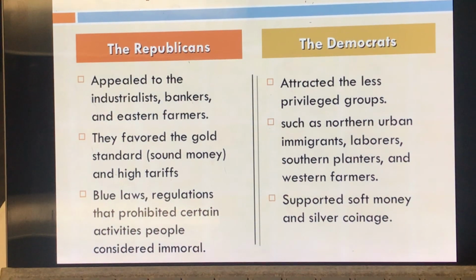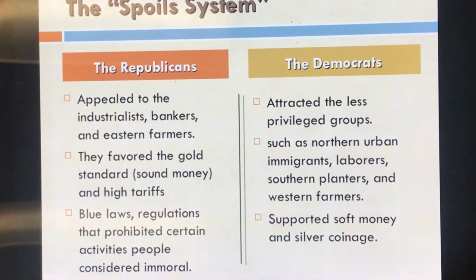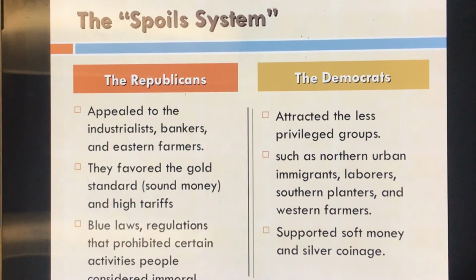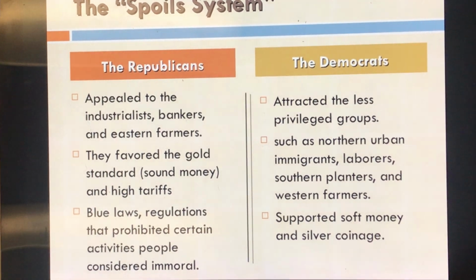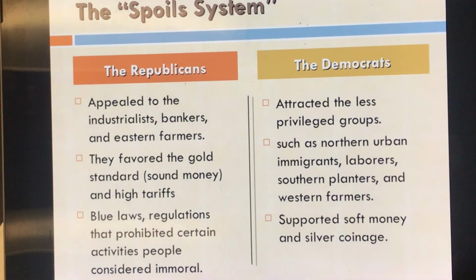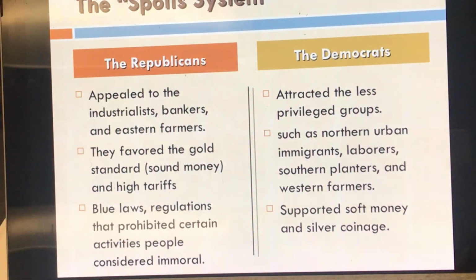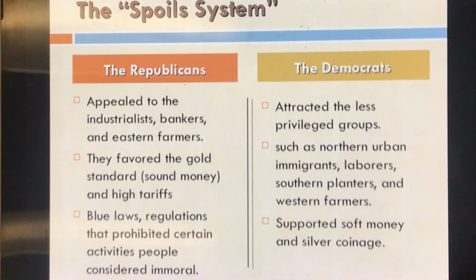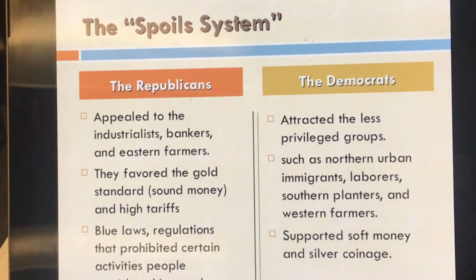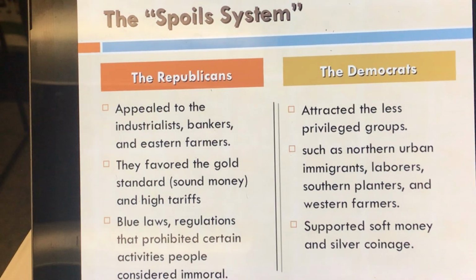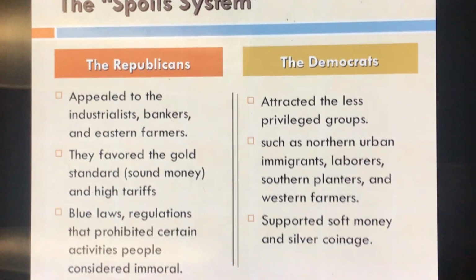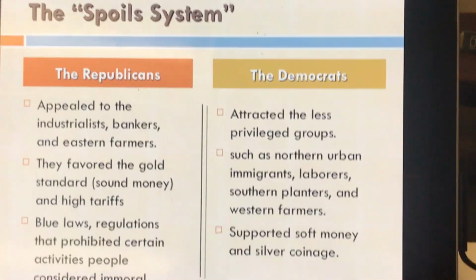The Democrats tended to attract the less privileged group. They tended to be preferred by northern urban immigrants, by common laborers, southern planters, and western farmers. People who tended to be struggling economically seemed to like the Democrats. The Democrats supported soft money and silver coinage. Soft money meant like what we have now, fiat money, paper money that really doesn't have anything backing it.